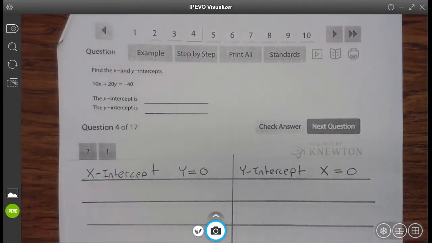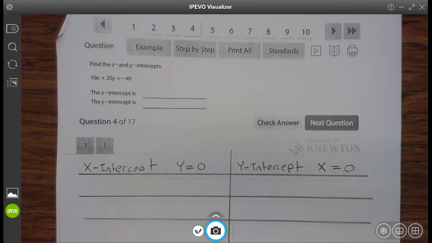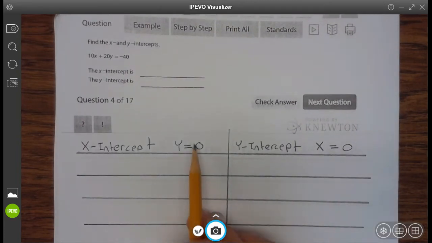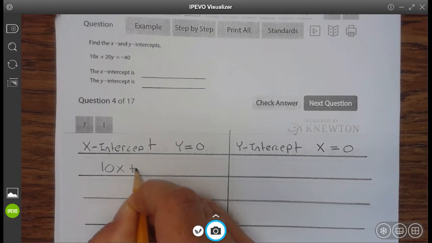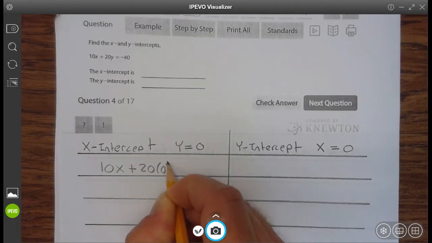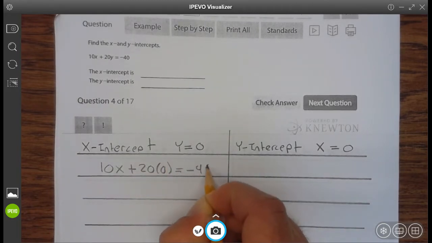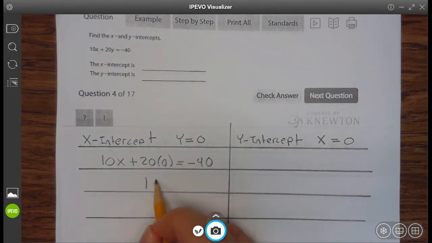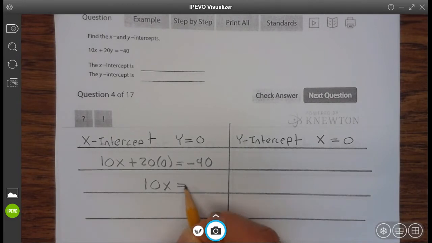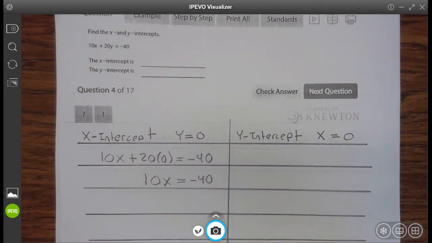Let's take a look at example 4. Find the x and y intercepts. Now, to find the x-intercept, that's when y is 0. So we're going to plug 0 into the equation. So that's 10x plus 20 times 0 equals negative 40, and we're going to solve for x. 20 times 0 is 0, so you're left with 10x equals negative 40.